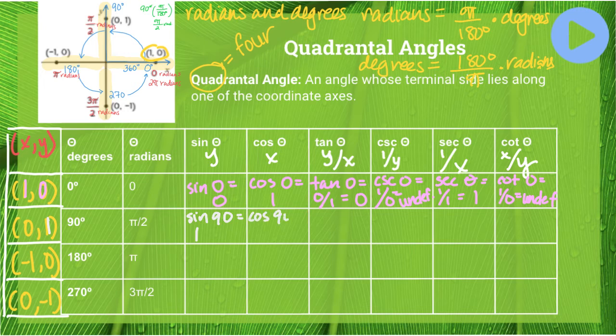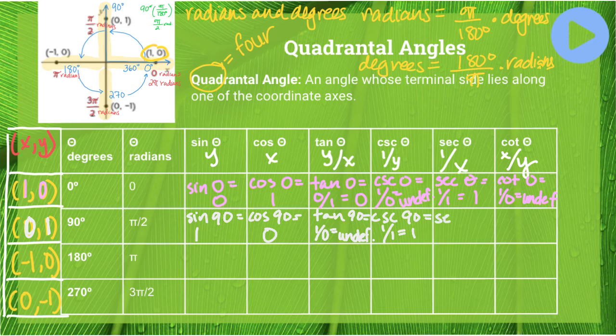Cosine of 90 is going to put our x at 0. So that's going to be 0. And then tangent of 90 degrees is y over x. So that's going to be 1 over 0, which is undefined. Cosecant of 90 is 1 over y, which was 1, so that reduces to 1.